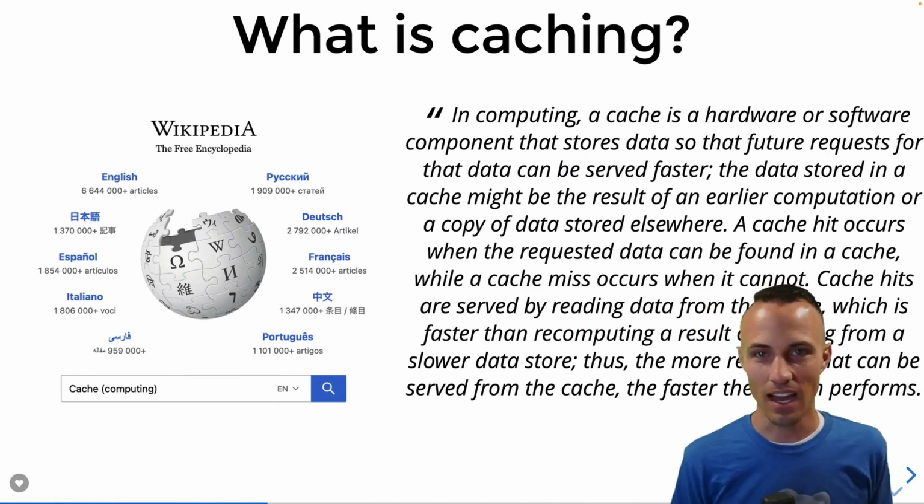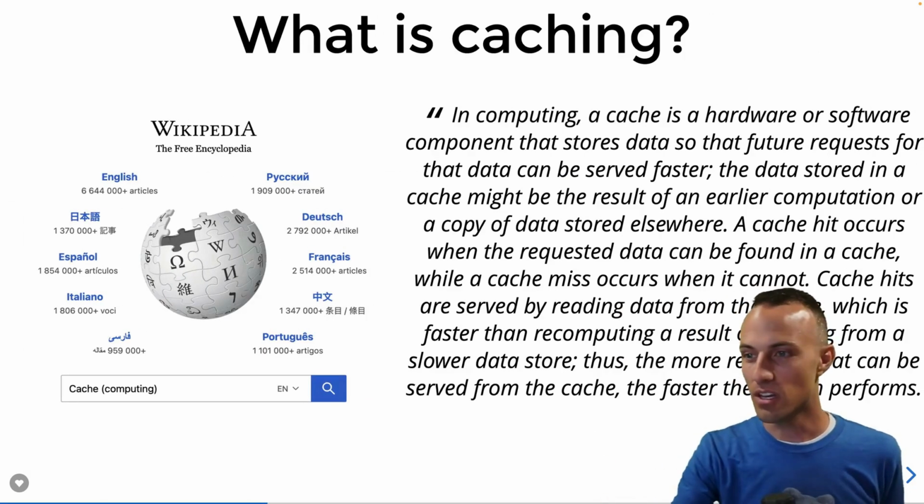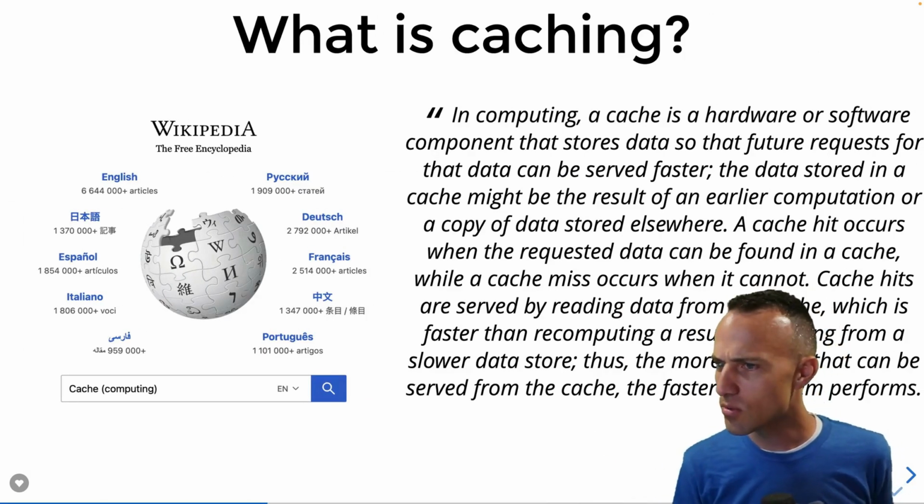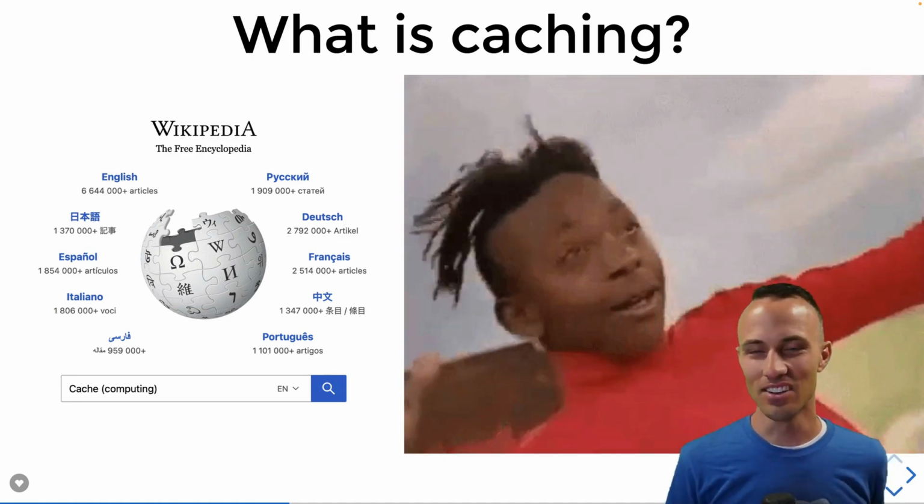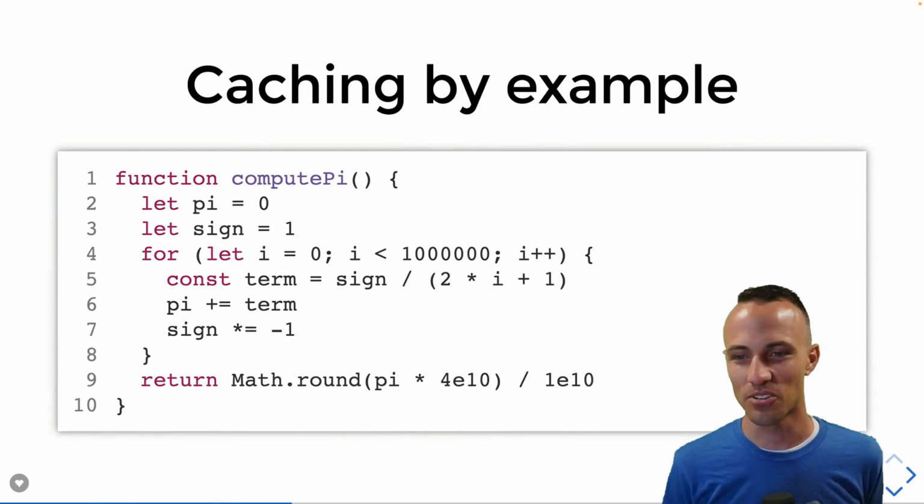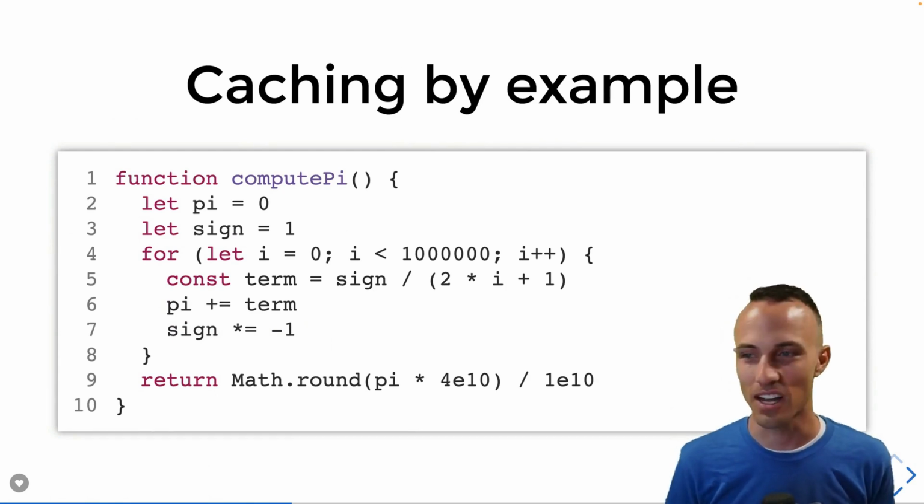What is caching? So Wikipedia says, in computing, a cache is a hardware or software... No, that's ridiculous. I'm not going to read that. Let's look at examples instead. I think that will be a lot more efficient for us.